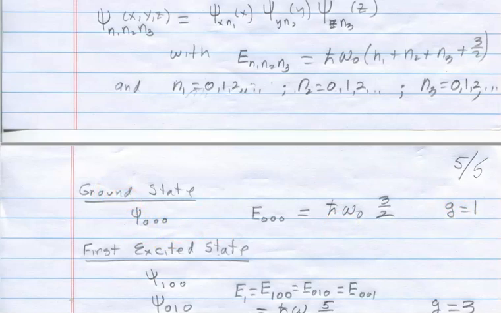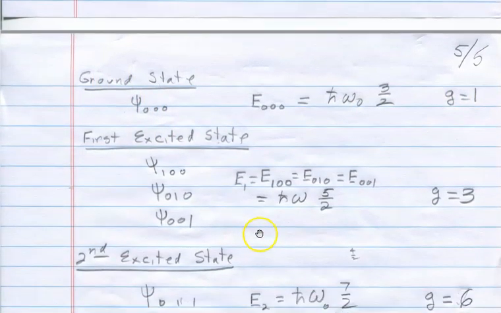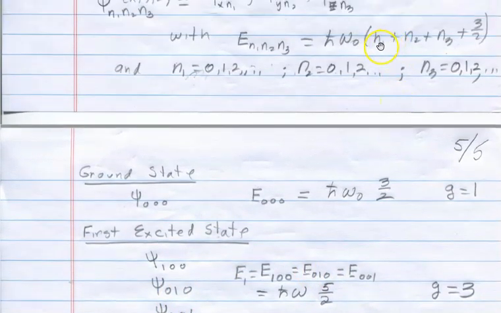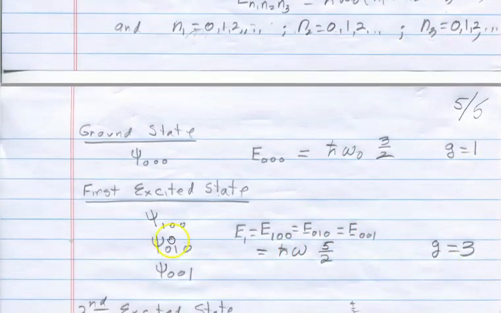The first excited state, the next available energy really, is if 2 of these are 0 and 1 is 1. Then the energy is going to be 1 plus 3 halves or 5 halves, so you get 5 halves h bar omega naught for the first excited state. And as I said, the 1 can be either at n1 or at n2 or at n3, and the others have to be 0 for that first excited state.